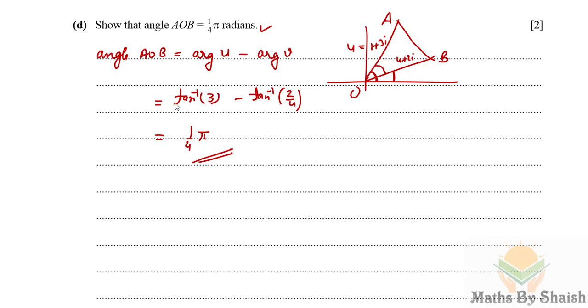And the thing is, if we calculate it separately, then we will get something which is closer to it, but the value we'll get from the calculator is not in pi, like tangent inverse of 3 is 1.249 and so on, and tangent inverse of 1 by 2 is 0.4636 and so on. So if we subtract, we'll never get exact 1 by 4 pi. So we need to subtract it directly in the calculator and we'll get pi by 4.